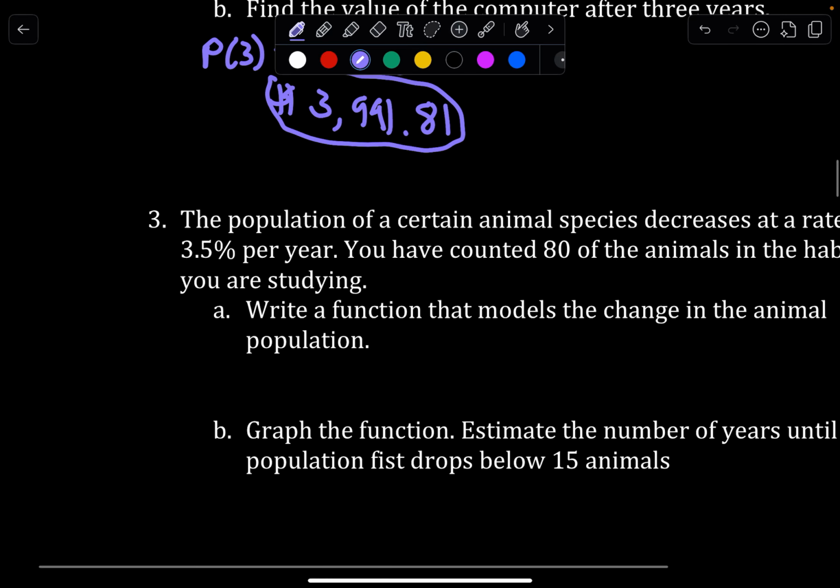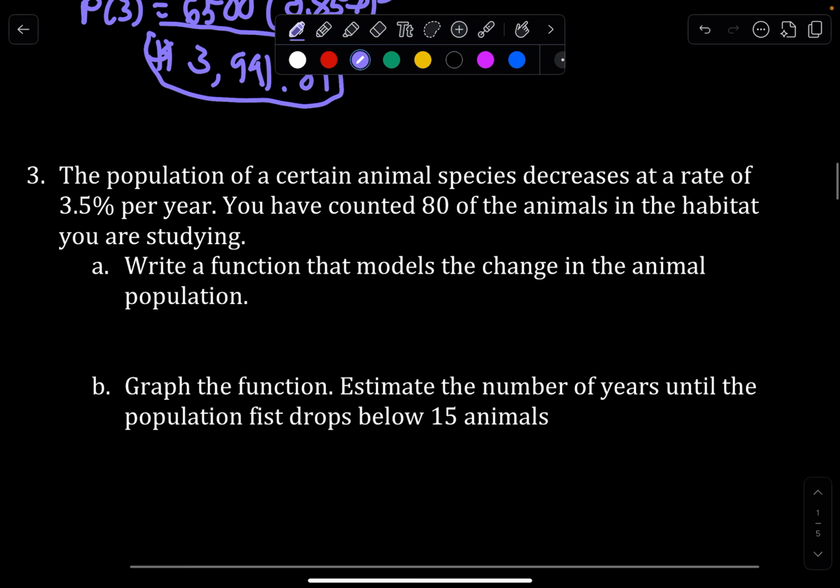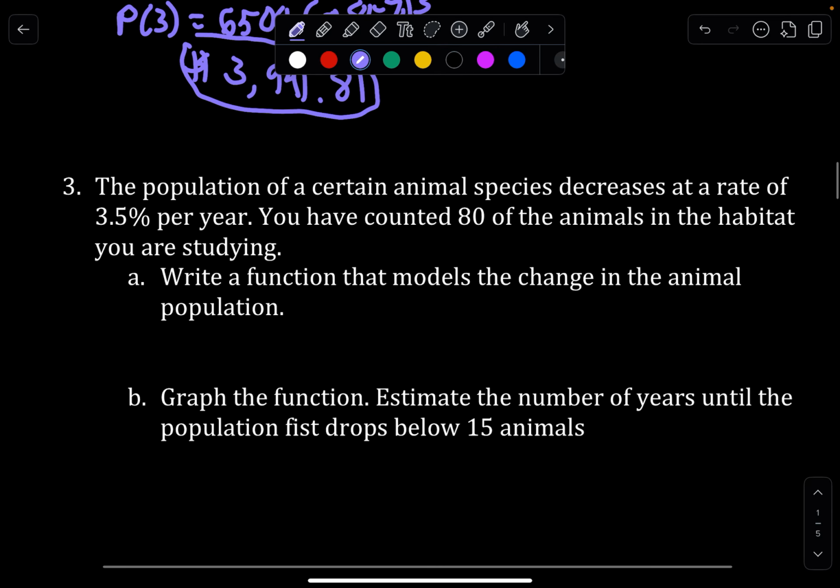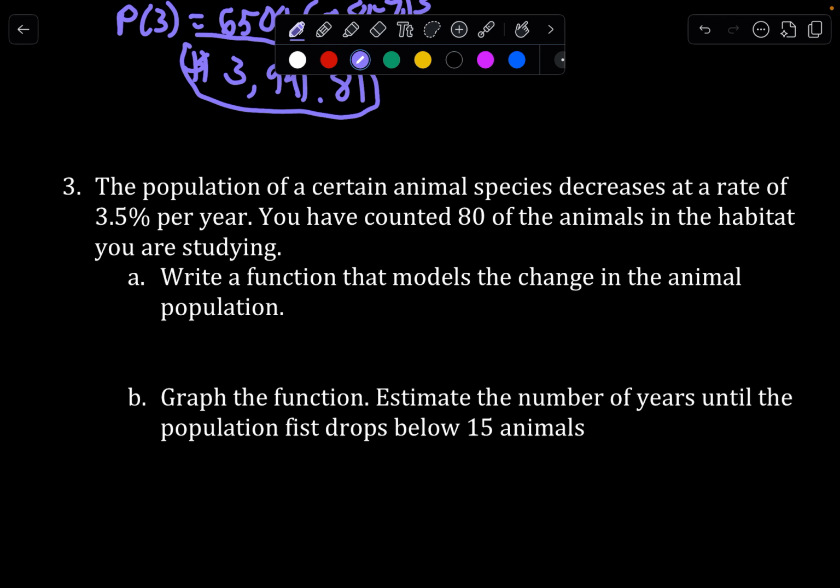Now you notice the rest of these are pretty much the same. Population of a certain animal species decreases at a rate of 3.5% per year. You have to remember 3.5% in decimals is 0.035 as a decimal. So write the function that models this. Well, it's decreasing, right? This is the last one.